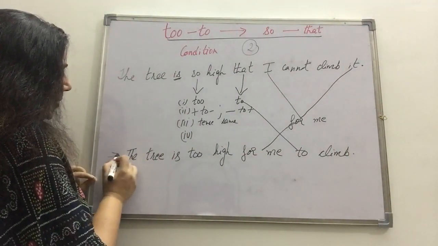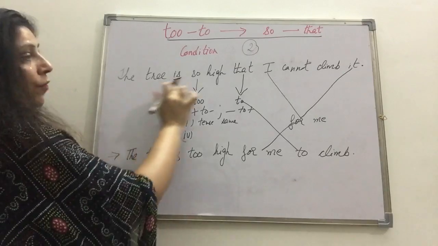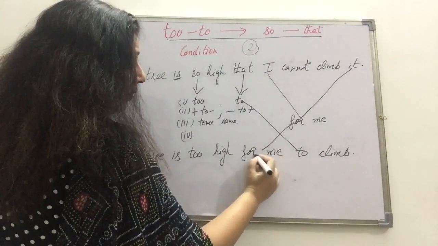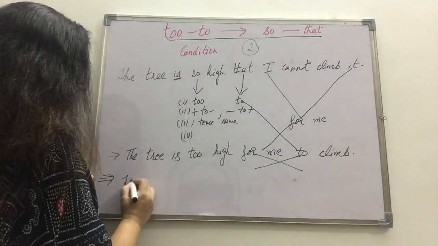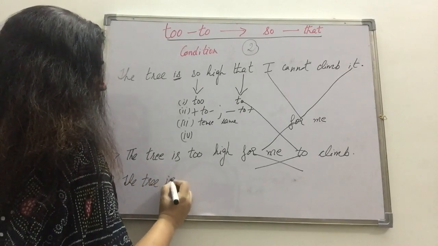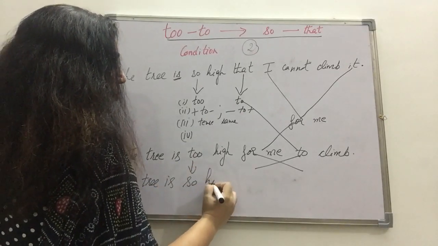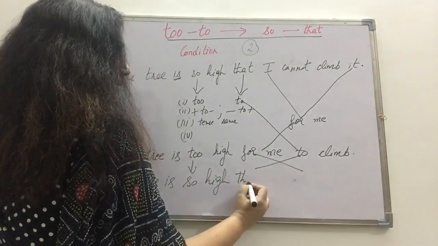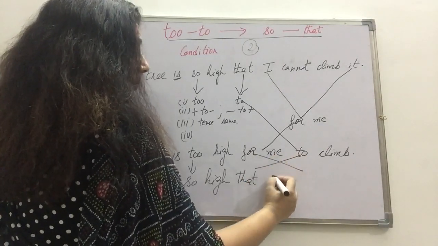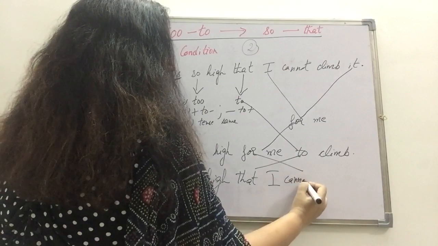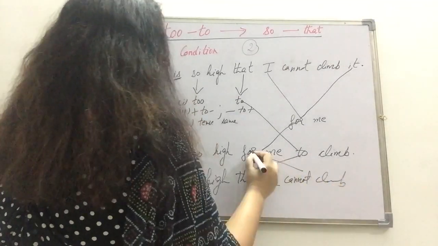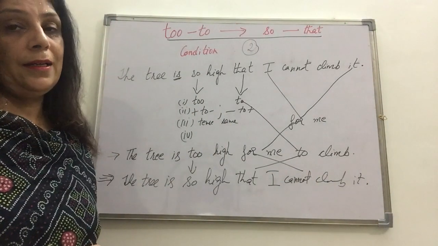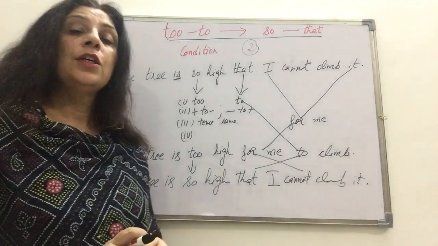Now supposing this is given to you as a question. What will be the answer? How will you change back to this? All these rules remain the same. Now again for me will go here and too will come here. So what will be the answer? The tree is so high. Just too changes into that, for me, I cannot climb, and this for changes into it. The answer will come back. This is condition number 2.